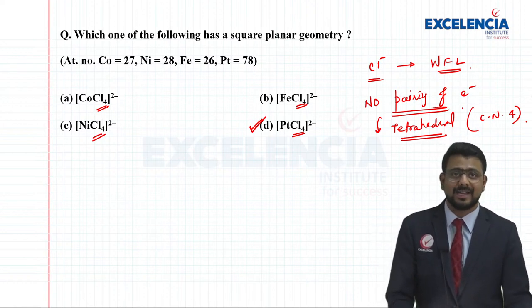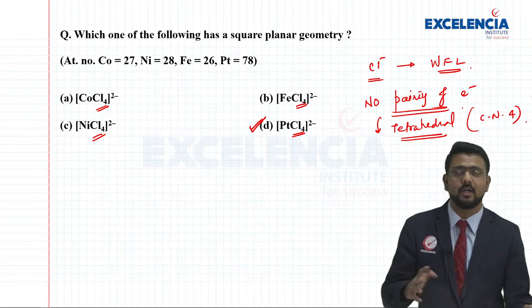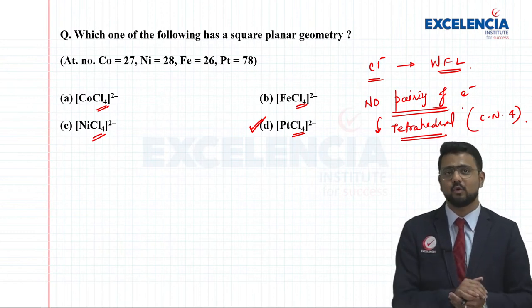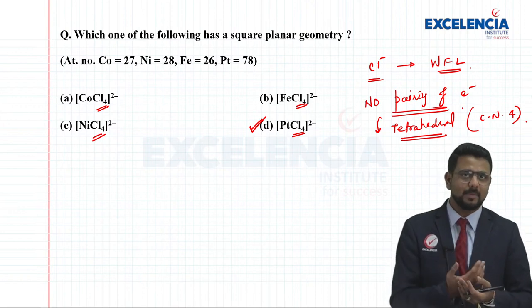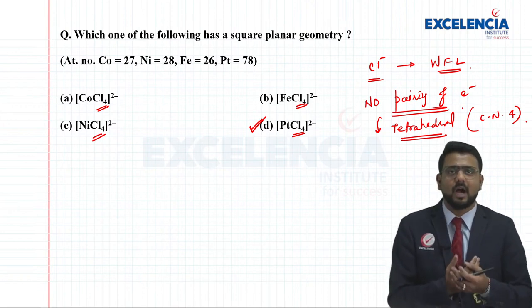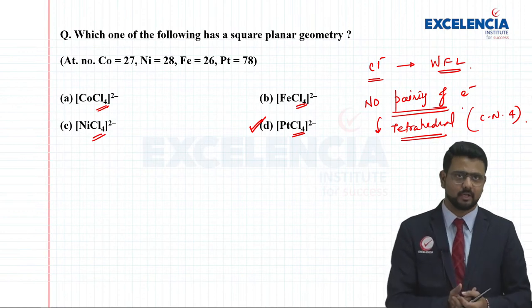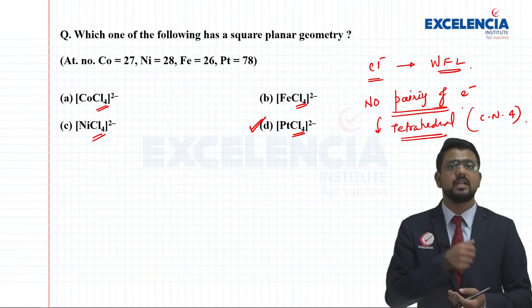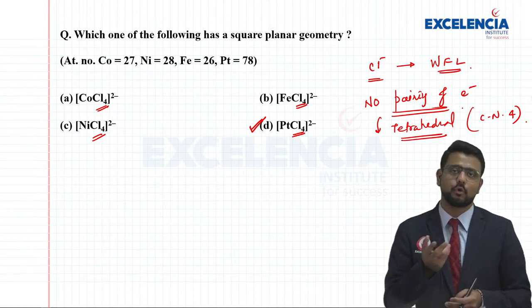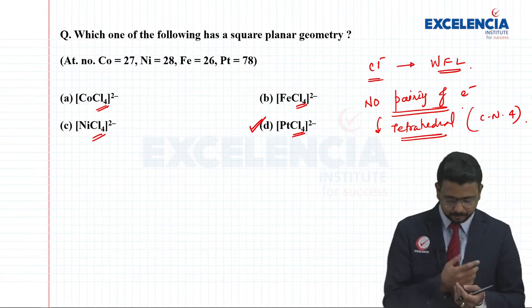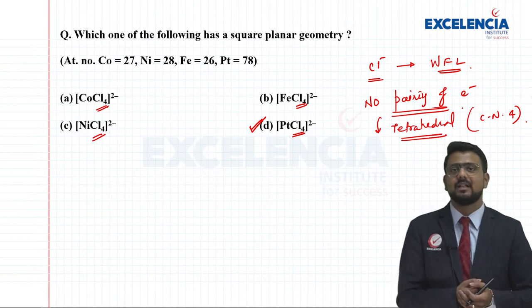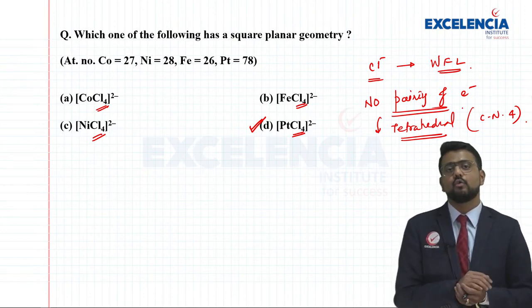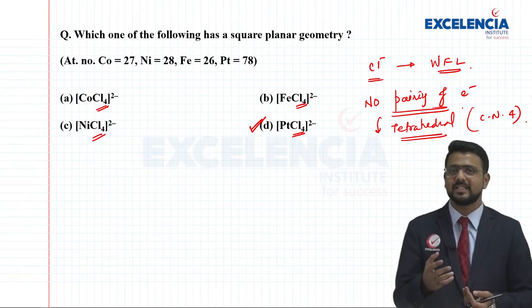Rather, it shows relatively more energy content, a higher energy value, dsp2 hybridization, basically square planar geometry. Square planar geometry will be having higher energy content compared to the tetrahedral geometry, remember. But PtCl4 2- can afford to do that. The reason for that, if you notice, is that cobalt, iron and nickel all belong to the 3d series.